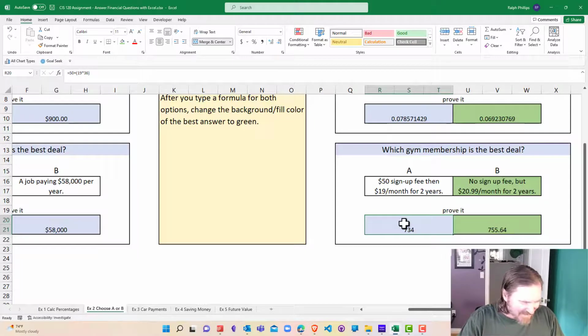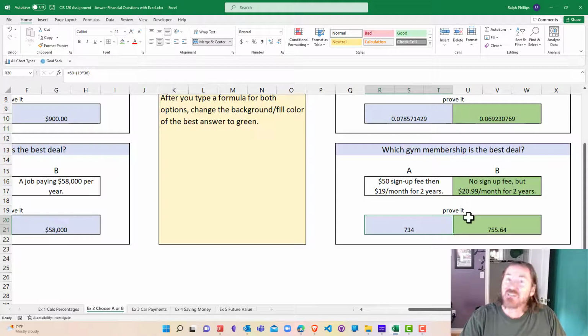yeah, that was it. So at 2 years, if you knew you were only gonna be a member of this gym for 2 years, then option B is the better way to go. But if you thought that you might be there for 3 or more years, then gym A is the way to go. That's the cheaper one to do, more long-term.